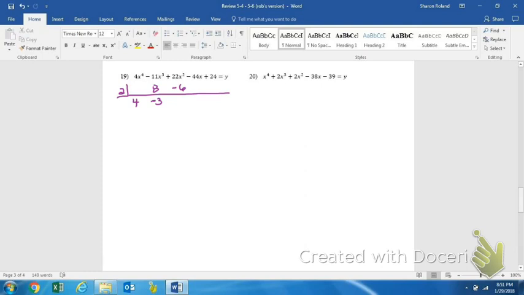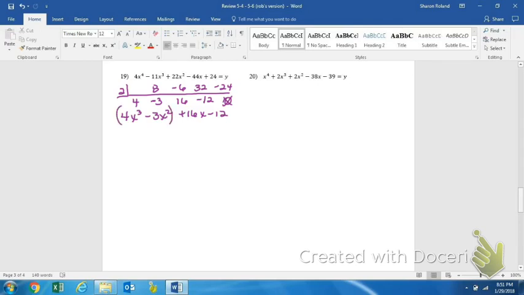22 minus 6 is 16. 2 times 16 is 32. Negative 44 minus 32 is negative 12. 2 times negative 12 is negative 24. You combine these to get 0. So 2 worked, 0 is your remainder, and you ended up with 4x to the third minus 3x squared plus 16x minus 12. None of these factor that as far as we can tell, so there's 4 terms.